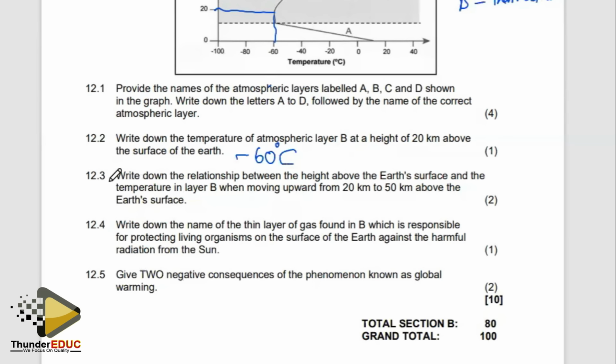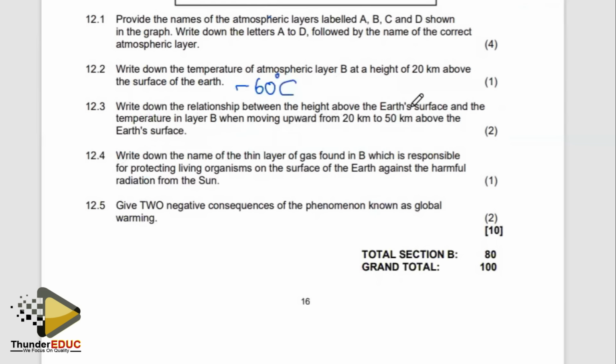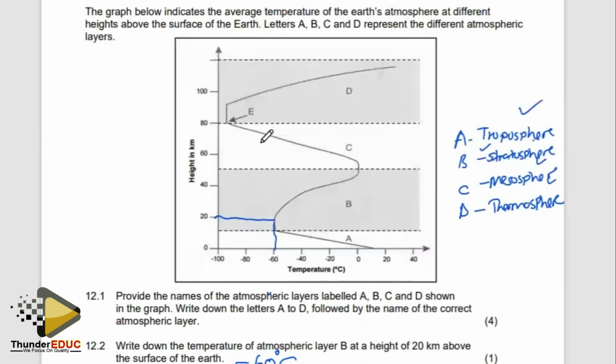Right. Let's move on. 12.3. Write down the relationship between the height above the Earth's surface and the temperature in layer B when moving upwards from 20 kilometers to 50 kilometers above the Earth's surface. What is the relationship there? We are saying that as height increases, temperature also increases.